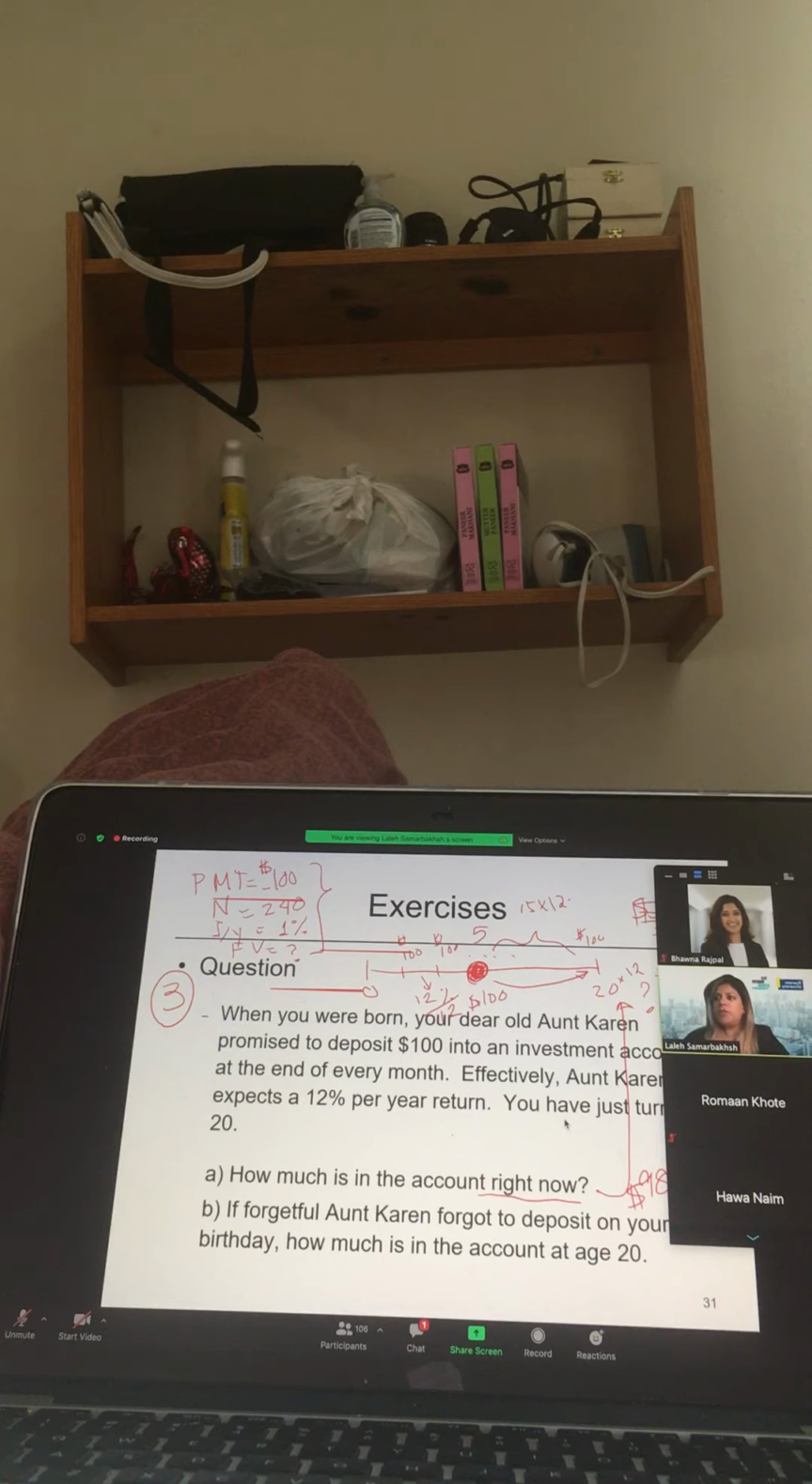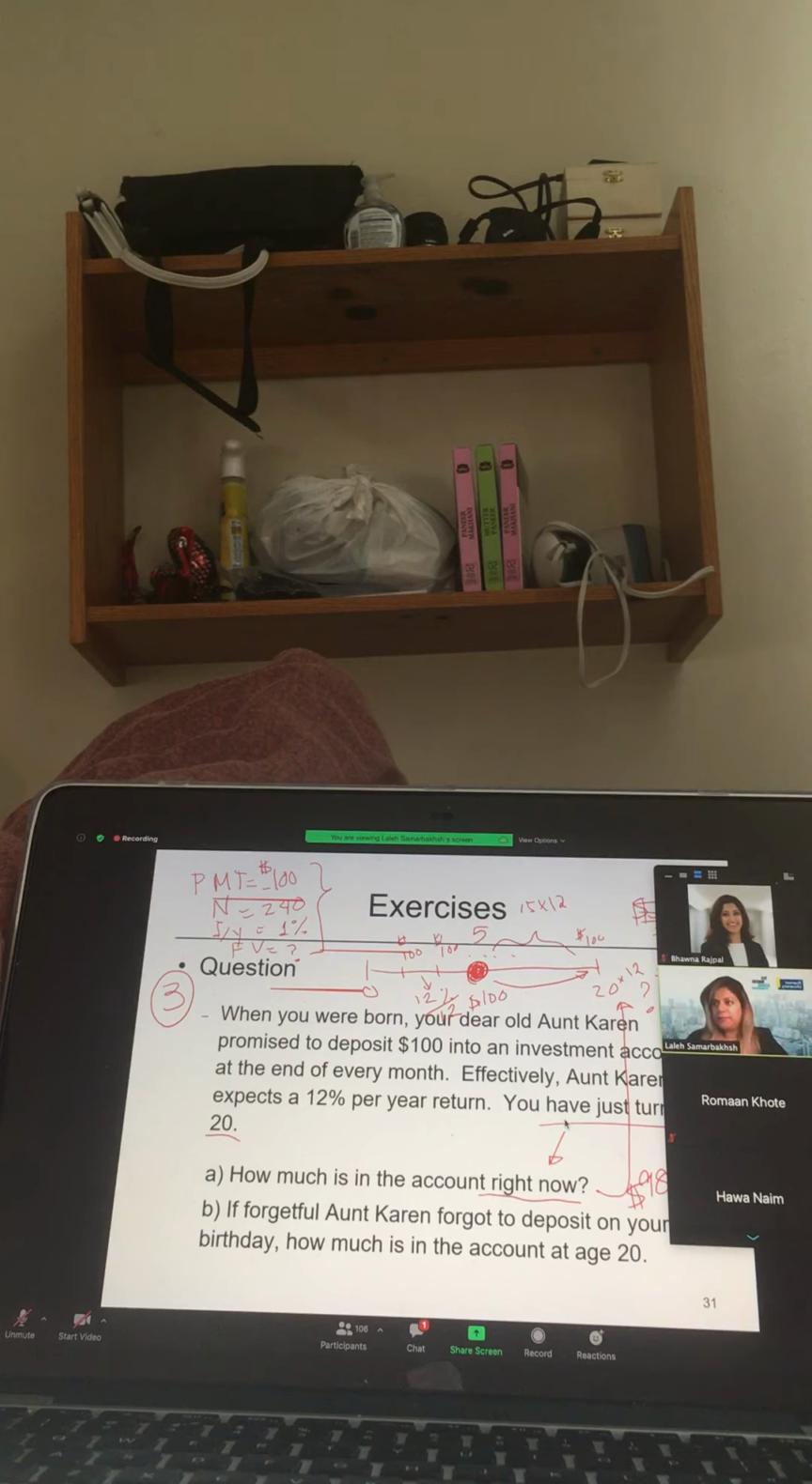Very good. That's a good question. Jessica is asking, why are we finding future value if it asks how much is in the account right now? Because it says you have just turned 20. So right now is the future that Aunt Karen was thinking about. I told you guys, future value and present value, it's not about real time. It's about the problem setup. Future value is the later time. Present value is the earlier time. I am now 20, right? I wish. That means that this is 20 years after Aunt Karen deposited.